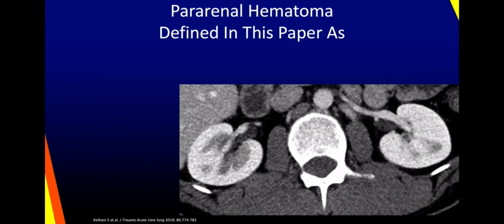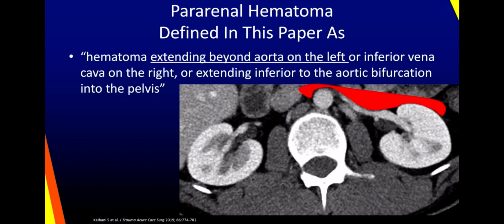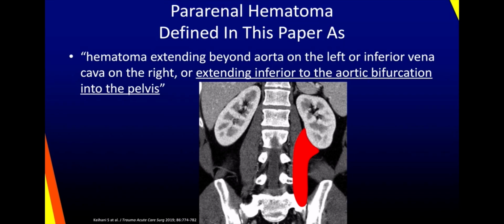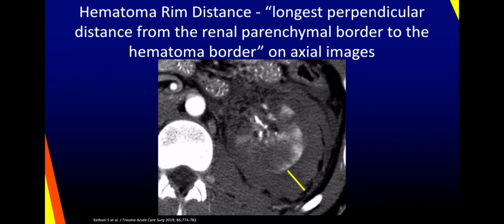Pararenal hematoma is defined in this paper as a hematoma that extends beyond the aorta on the left, or beyond the inferior vena cava on the right, or that extends inferior to the aortic bifurcation into the pelvis. The hematoma rim distance is the longest perpendicular distance from the renal parenchymal border to the hematoma border on axial images. In other words, the thickness of the hematoma on axial images.